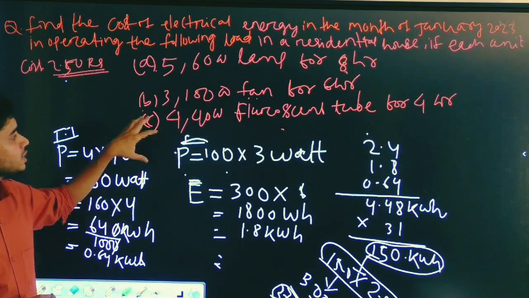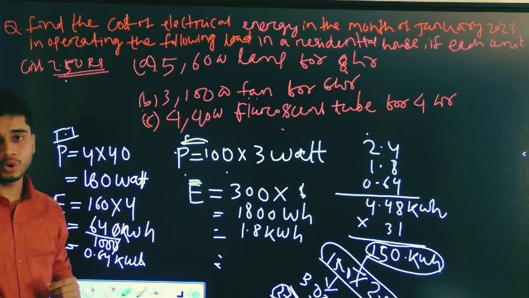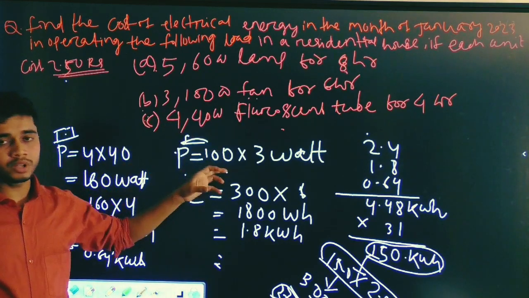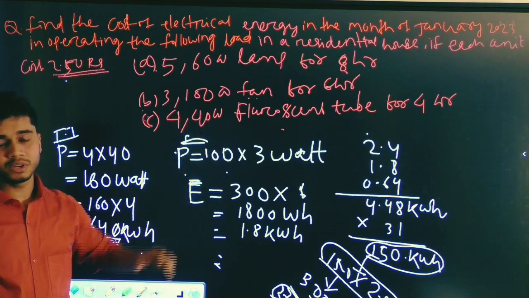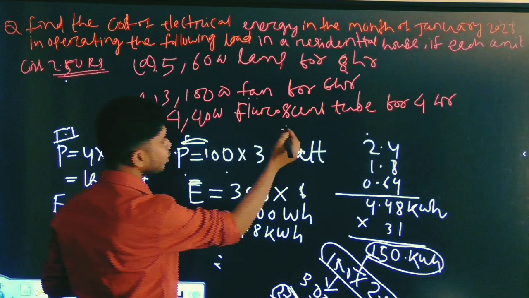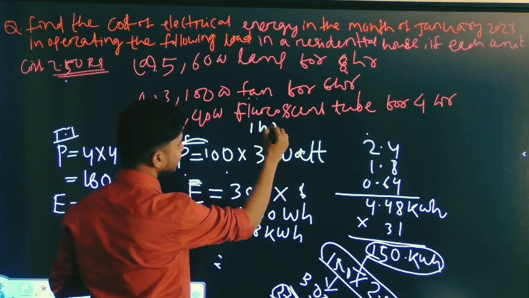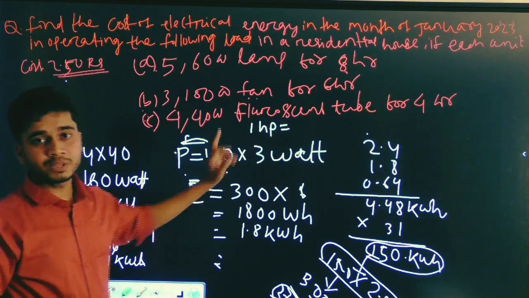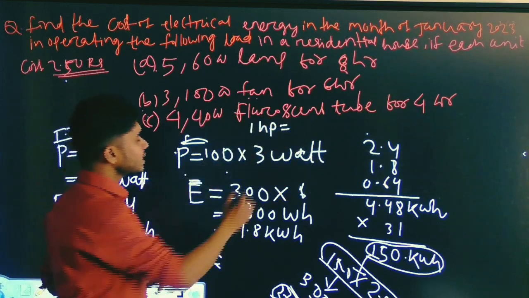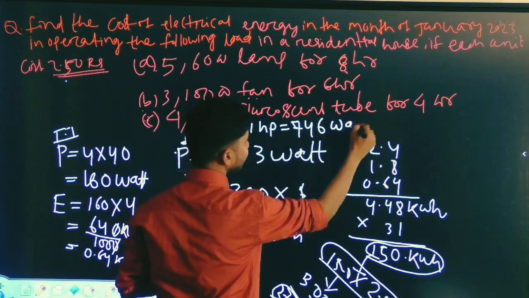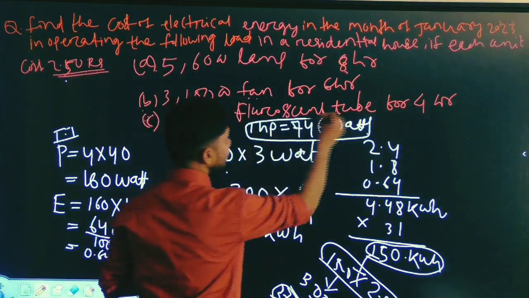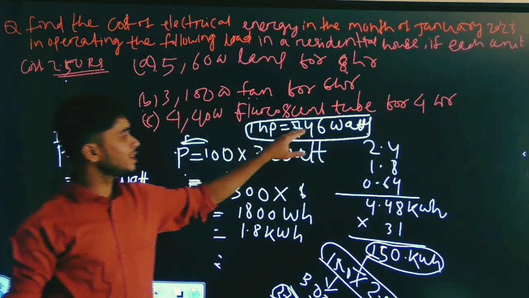Sometimes in the question, the load is a motor load. If the question gives a motor load, then they do not give you the power rating of the motor. They give it in terms of HP. Let us consider you are given a motor load and the motor is a 1 HP motor. Then you should know the conversion from HP to watt. 1 HP is basically 746 watt. You just need to remember this. 1 horsepower is equal to 746 watt.